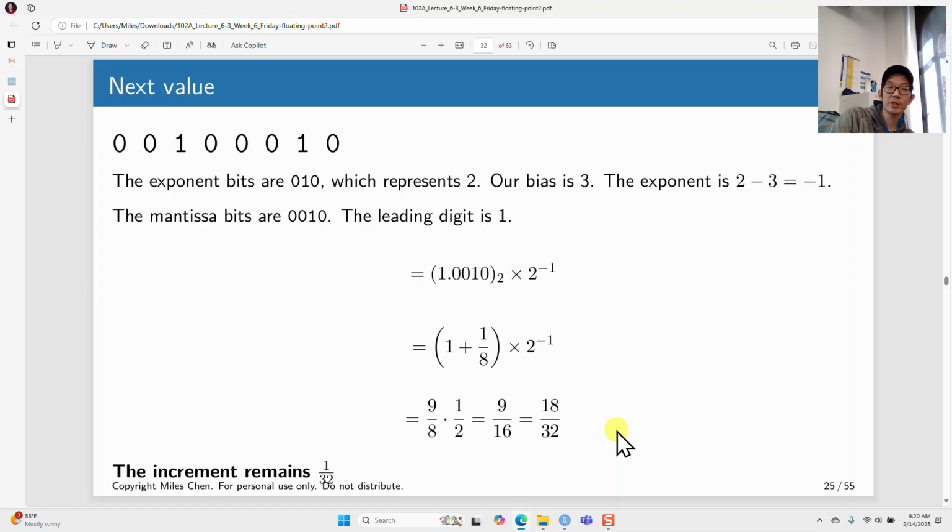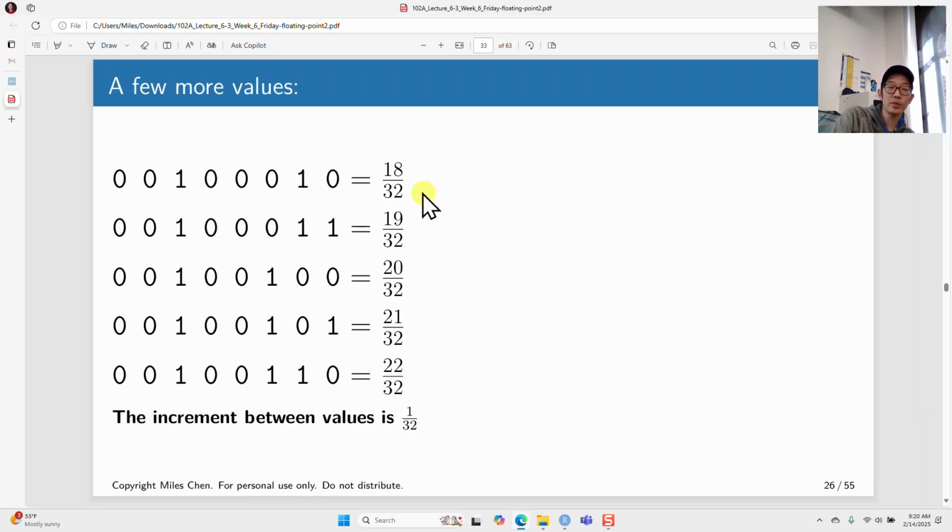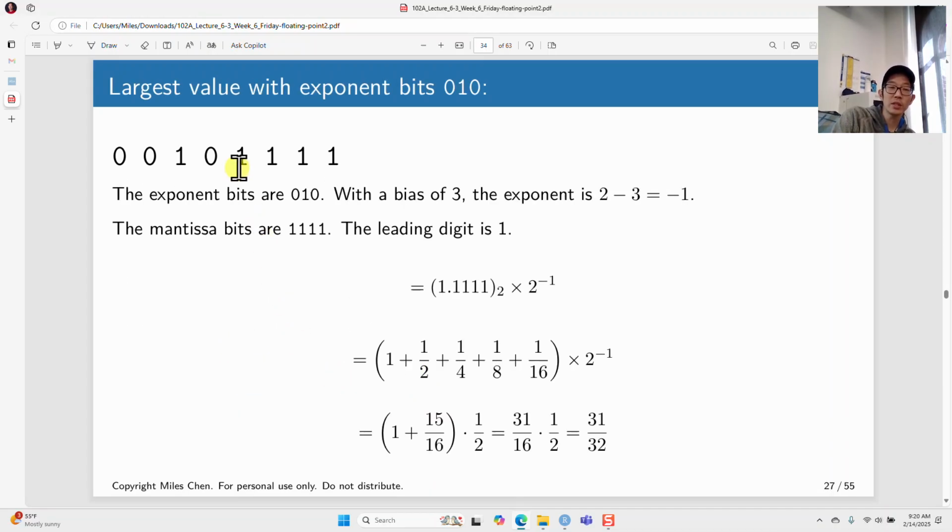And then what's the next number going to be? This becomes 1, 0. So this is 1 and 1/8 times 2 to the negative 1. That will be 18/32. And if we keep going, we will have 18/32, 19/32, 20, 21, 22/32, and we will keep going until these are all filled in with 1s. And that will be 31/32.